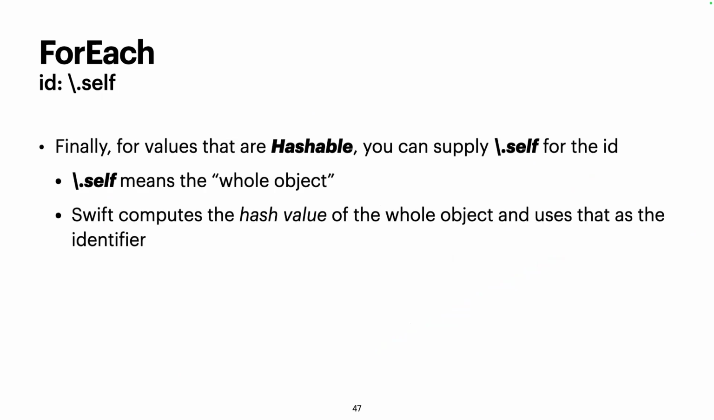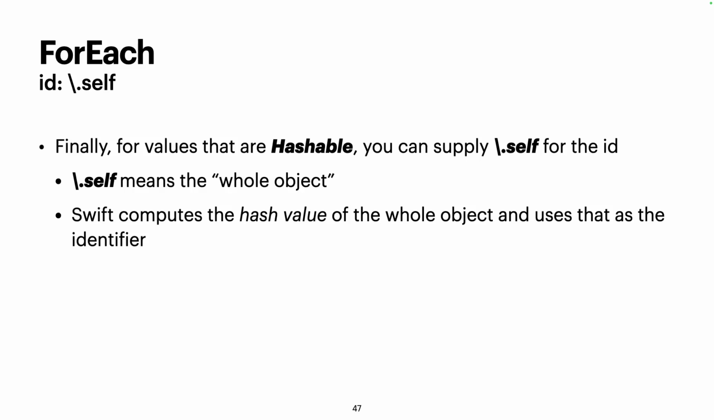The third way is backslash dot self. For those who have taken 61B, you might have heard of hashable or hash values. So for values that are hashable, you can supply backslash dot self for the ID property. For those who have not taken 61B, what is hashable?